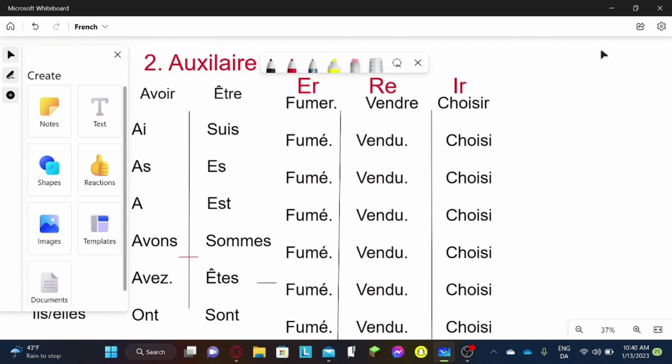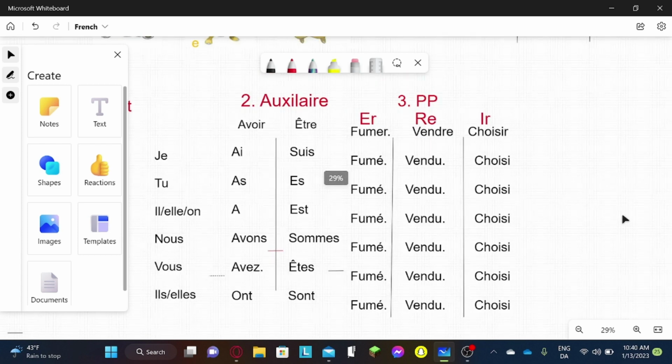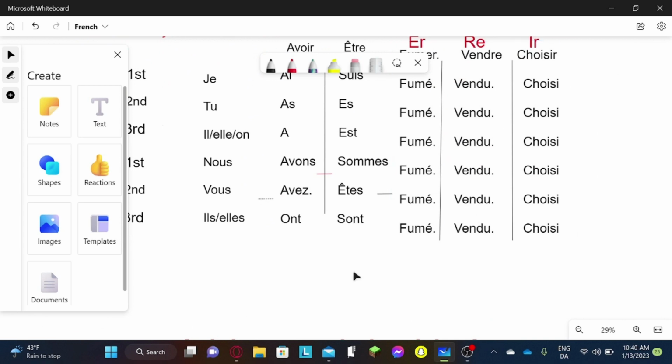Now, as you can see with these 3 examples, fumer, vendre, and choisir, fumer gets the ending taken away and an E with an aigu put on, which is the same all the way down. Vendre gets a U, vendu, all the way down, and choisir gets an I all the way down, which is the same with all PPs.